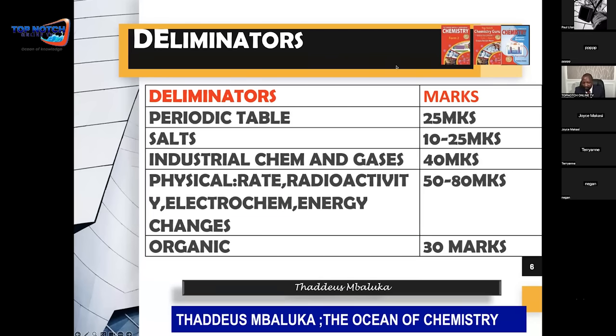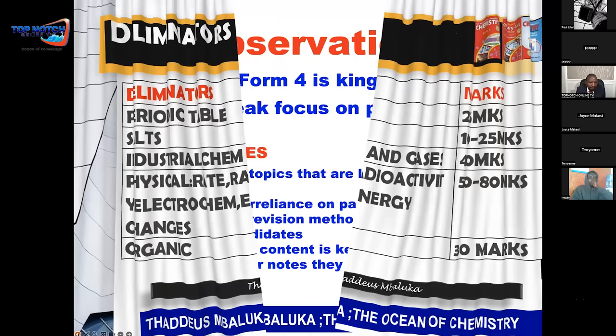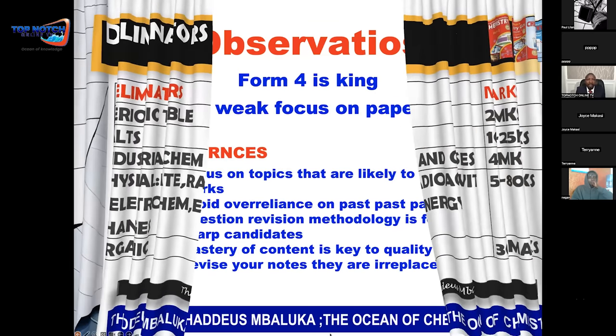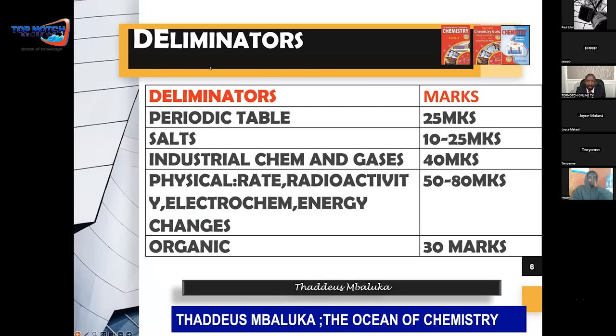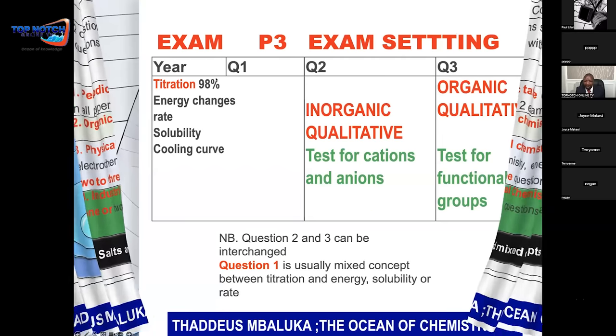Now, let's go to paper two, and I think you are screenshotting that. So question one. Question one for paper three will be from physical chemistry. And the physical chemistry topics in paper three are titration, energy changes, rate, solubility, and cooling curve. In fact, I've given them.